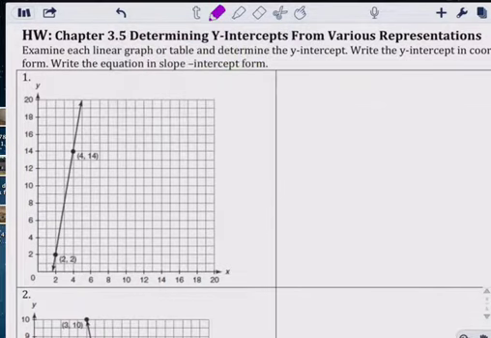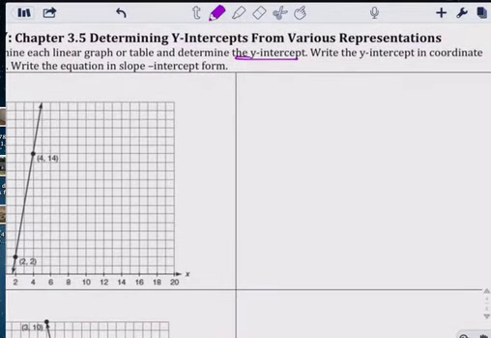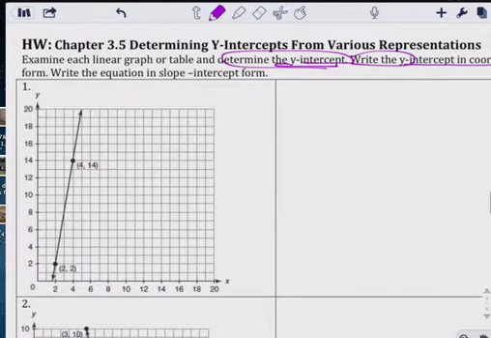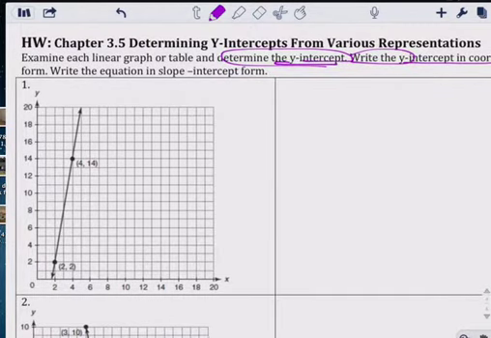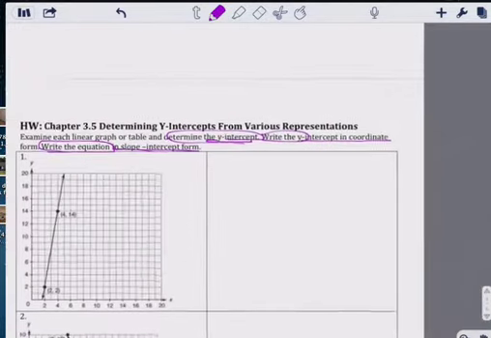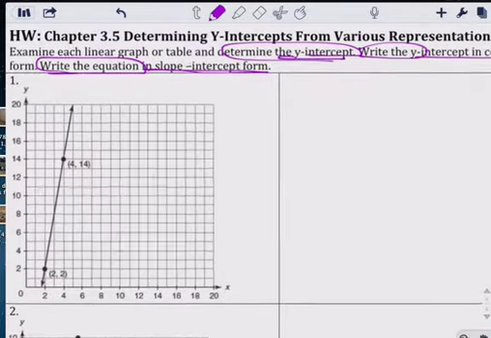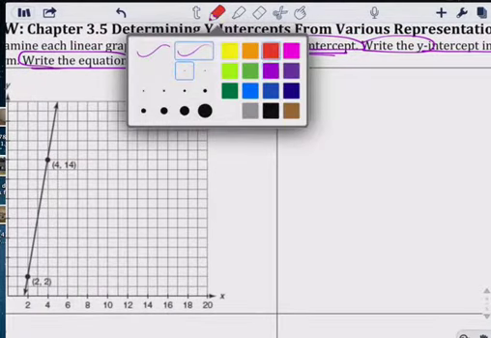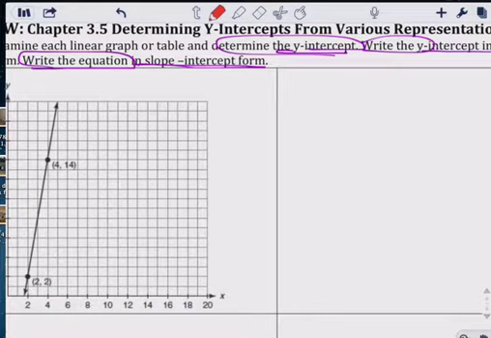Examine each linear graph and table, determine the y-intercept, and write the y-intercept coordinate. So we need to determine the y-intercept and write the y-intercept coordinate, and write the equation in slope-intercept form. Okay, 3 things they want us to do. Find the y-intercept. Well, in order to do that, we need to find slope. It needs to be in slope-intercept form to answer this question.